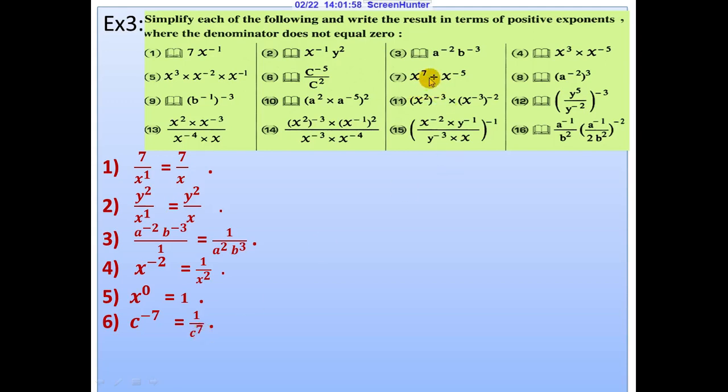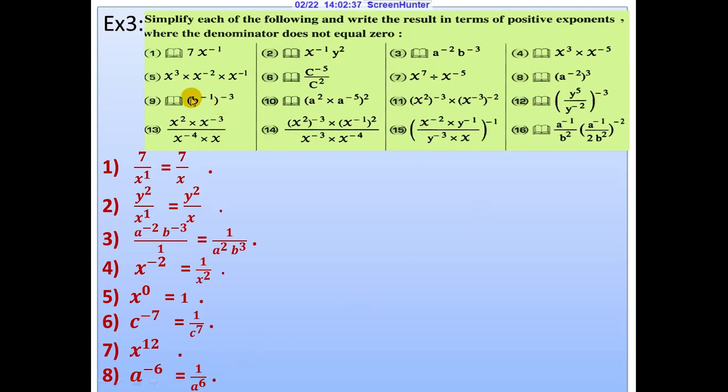The same, x power 7 divided by x power negative 5, we simplify it. When we divide, we subtract their powers, so it will be equal to x raised to power 12. We didn't need here to change its place. Okay. Here, number 8, we have a raised to power negative 2, raised also to power 3. First, we must multiply their powers like that. It will be equal to a raised to power negative 6, and change its place. It will be equal to 1 over a raised to power positive 6.